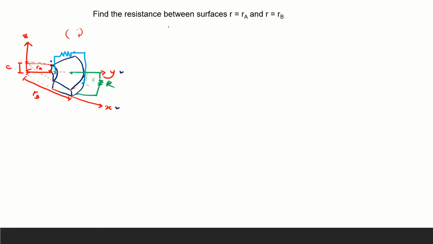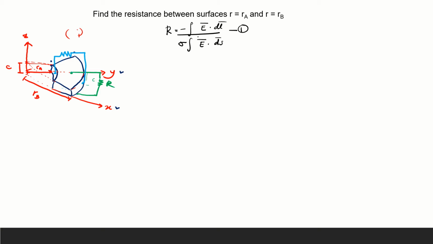The equation that we will deal with is the resistance equation, which is equal to minus the integration of E field dot dl over sigma times the integration of E field dot ds. Okay, sorry, these are vectors. So these are the formulas that we will use to solve this question. First of all, we need to decide what the E field is here.